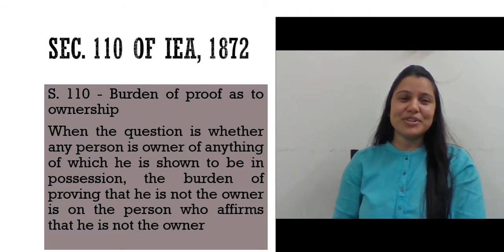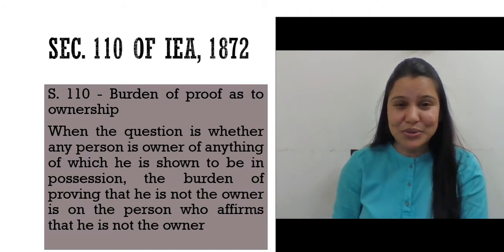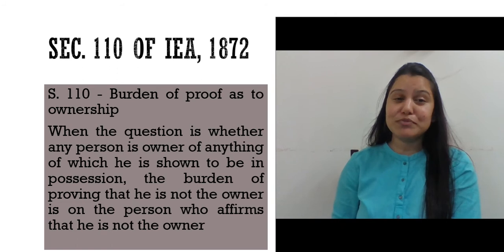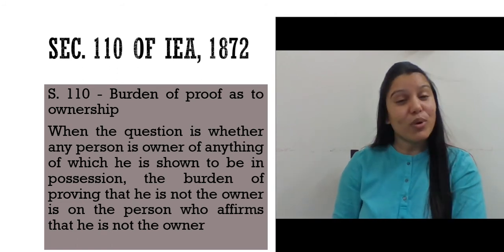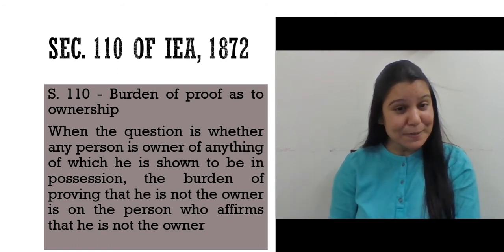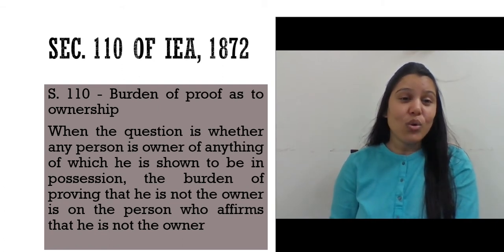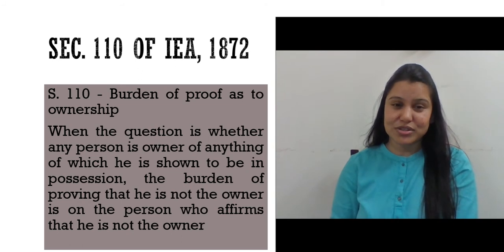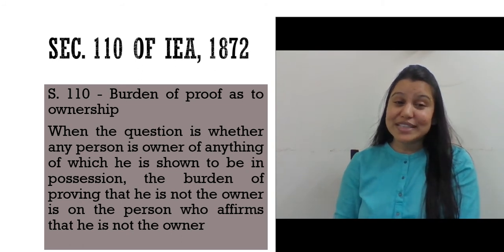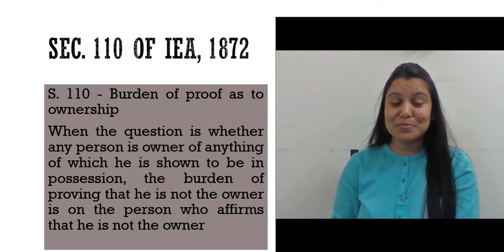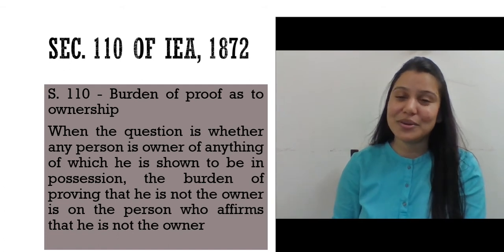Okay, now there is section 110 that talks about burden of proof as to ownership. What this section says is, when the question is whether any person is the owner of anything of which he is shown to be in possession, the burden of proving that he is not the owner is on the person who affirms that he is not the owner.